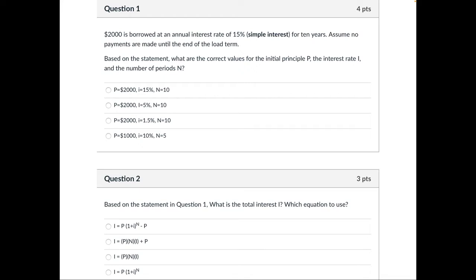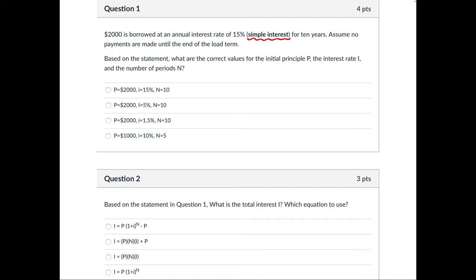so question number 1 is about simple interest. So 2,000 is borrowed at an annual interest rate of 15% for 10 years. And this is simple interest, which means the interest is only based on the initial principal. Okay, nothing about the interest earned per interest period.